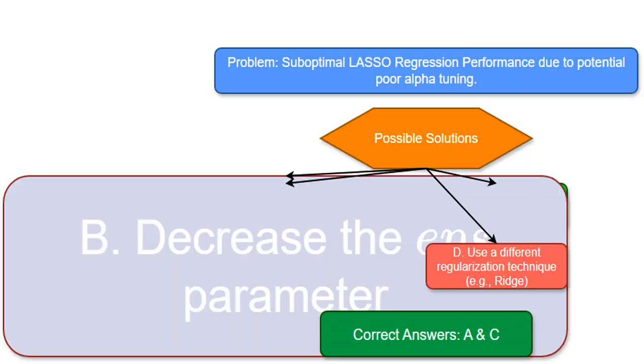The eps parameter determines the tolerance for the algorithm that solves the lasso regression problem. Decreasing eps makes the algorithm more precise but might not significantly improve the final model's accuracy and could take longer to compute. This is often a minor adjustment and might not help as much as the other options.